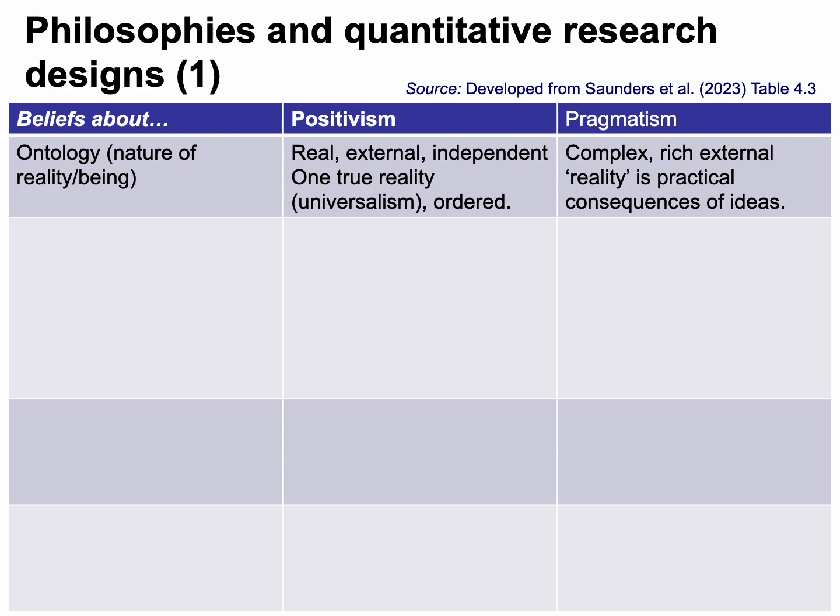So for these, the ontology, that's the nature of reality or being, in terms of positivism, is that reality is real, it's external to the researcher, and it's independent of the researcher. And out there, we may not be able to see it, but there is one true reality, and this is known as universalism. And reality has an order and structure as to how things work. This contrasts with pragmatism, where reality is considered complex, rich, again external, but the reality for pragmatism is very much the practical consequences of the ideas.